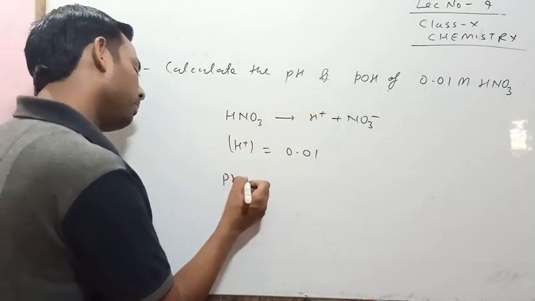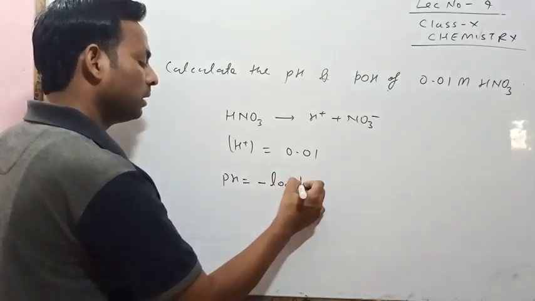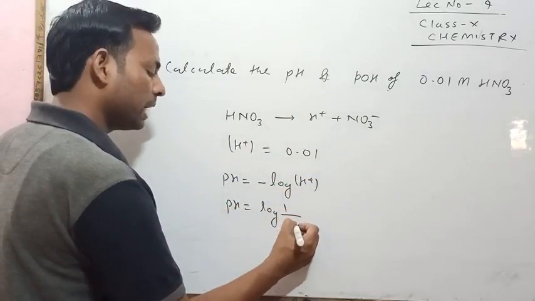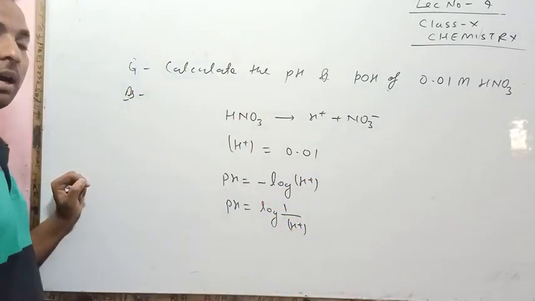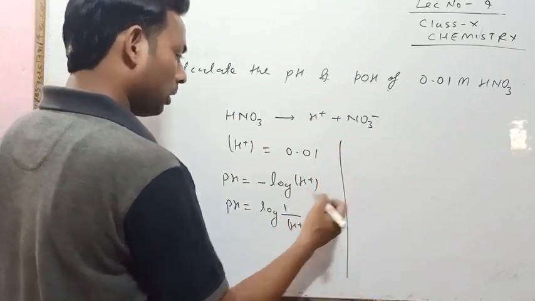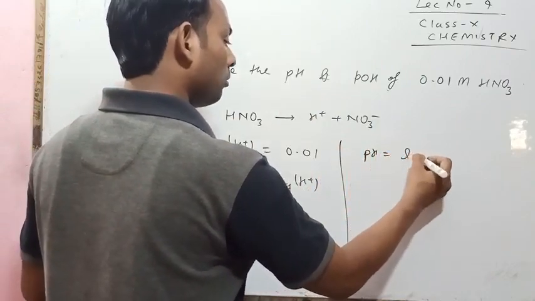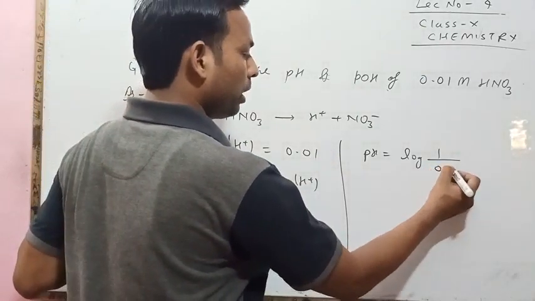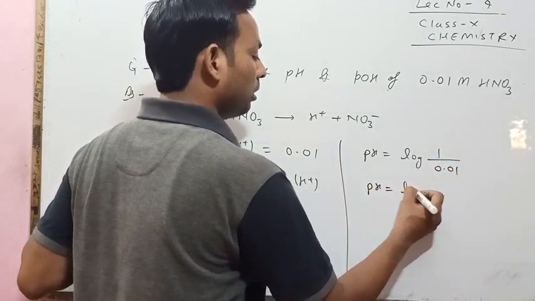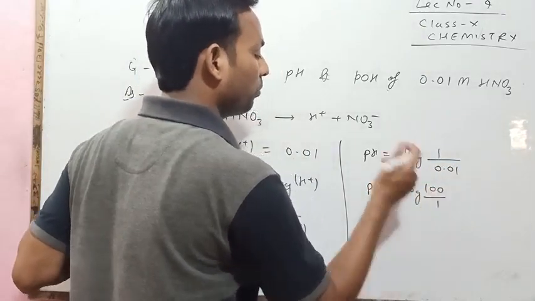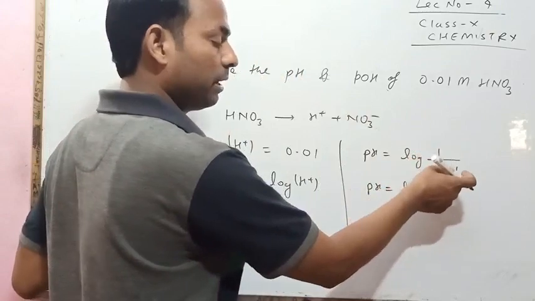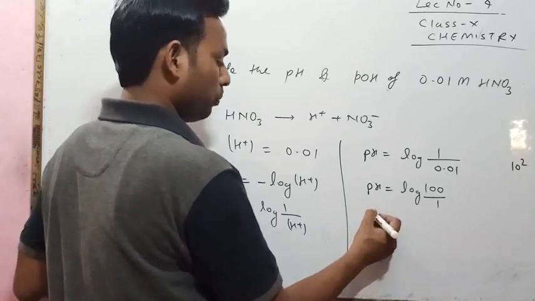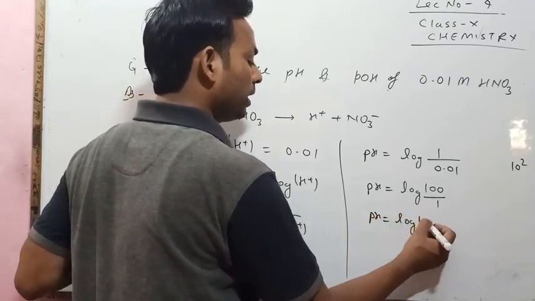According to the formula, pH equals minus log H plus or pH equals log 1 upon H plus. This is also a formula. Or hydronium. So put the value. So pH equals log 1 upon H plus concentration, given 0.01. So 0.01, or pH equals log 100 upon 1. We have to multiply by 100. So we can write 100 upon 1. 100 means 10 to power 2.